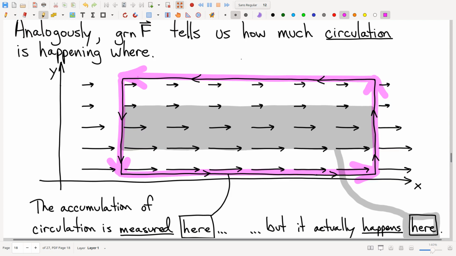Let's talk about circulation. What's the total circulation here? Well, look, as I move along the top, looking at these pieces, measuring the line integral as I go along the curve. I'm going this way along the curve, but the fluid is going that way. So to what extent is the fluid flowing along the curve? Well, kind of the opposite. Frankly, it's going the wrong direction, so negative line integral.